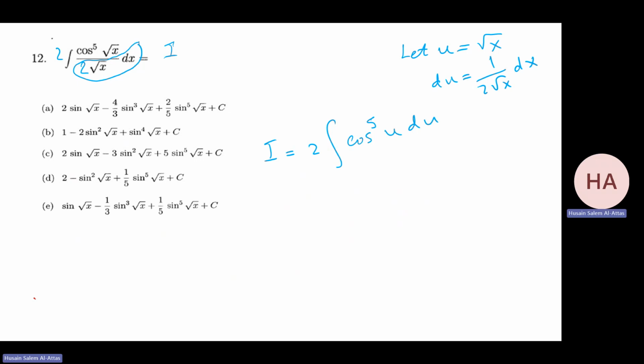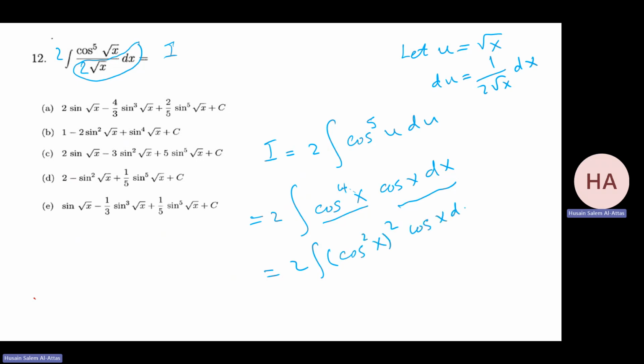Now I deal with cosine with an odd power. What I will do is transfer this into cosine to the power 4 x times cosine x dx. This will be my du, so I need to change the rest in terms of sine. Cosine squared, all squared. Let me do it in detail: that equals 2 times (1 minus sine squared x) all squared times cosine x dx.